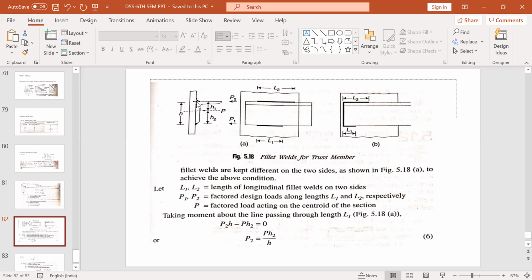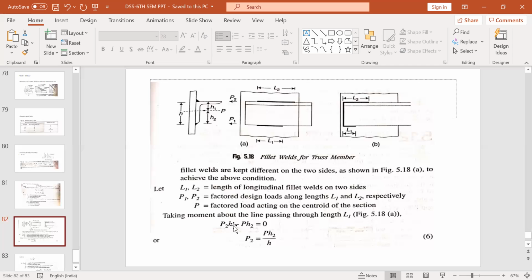P1 is acting on the top, P2 is acting on the bottom, and P is the factored load acting on the CG of the section. Okay, so this is the nomenclature that we use.